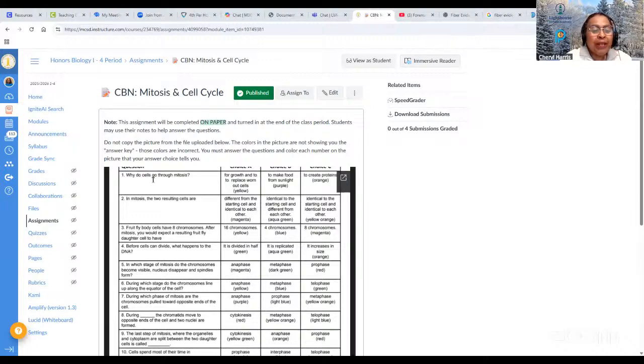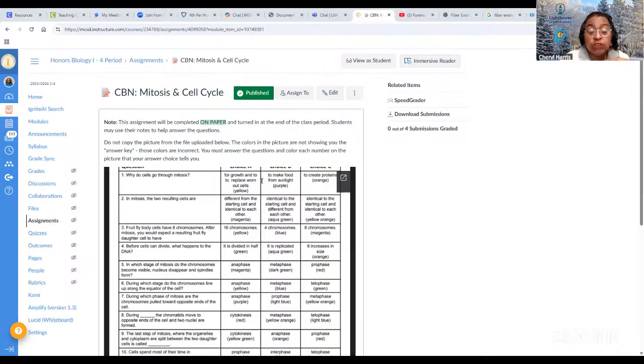What you do is answer the questions. 1 through 12 are the questions. Whichever one you pick, column A, column B, column C, that will tell you what color to color the picture. So for example, number 1, and this is the correct answer: why do cells go through mitosis? They go through mitosis for growth and to replace worn out cells. So you want to circle the answer.